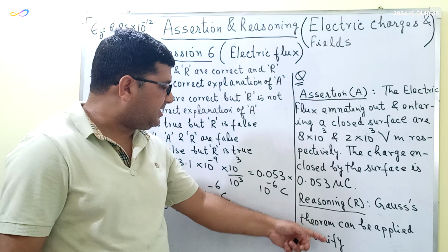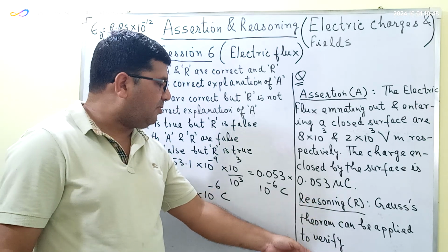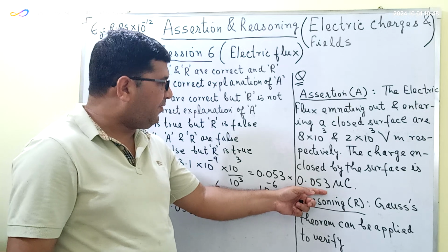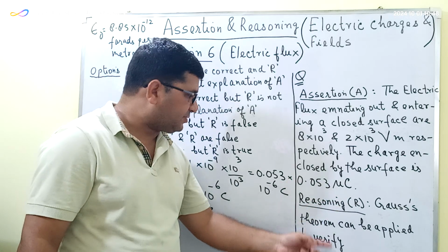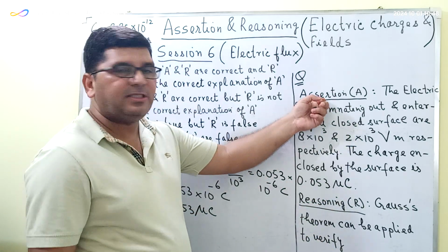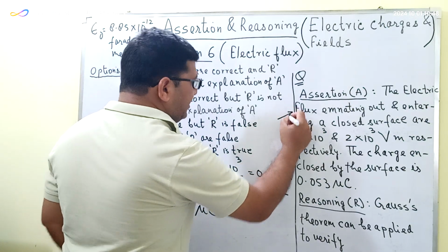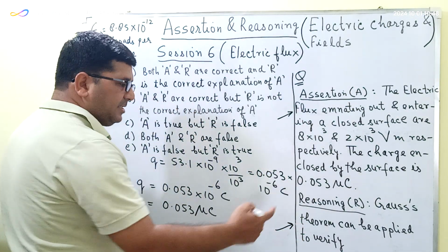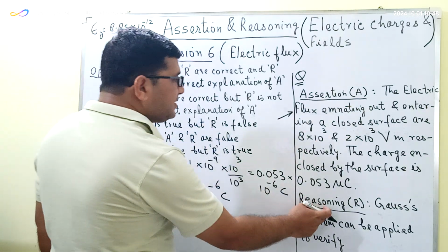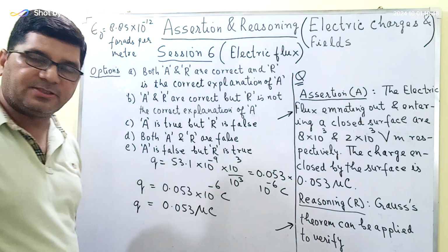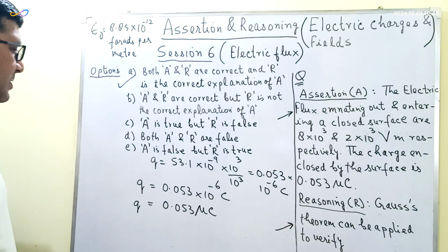So in the reasoning it is written that the Gauss theorem can be applied to verify. So we have used the Gauss theorem in order to verify the amount of charge which is present inside this closed surface. So this assertion is correct, this reasoning is also correct, and at the same time this reasoning is supporting the assertion, or you can say this reasoning is the correct explanation for the assertion. So the option will be here A. So A is the correct option in this case.